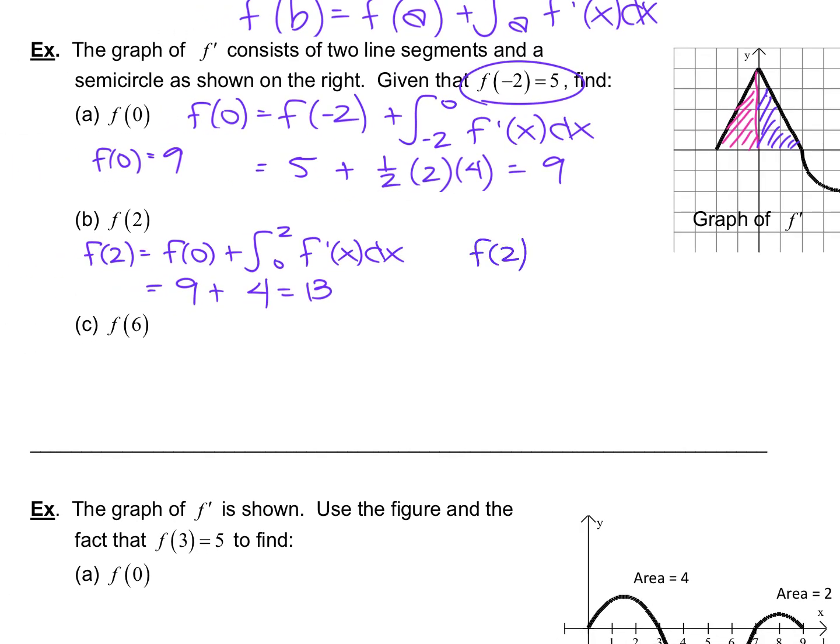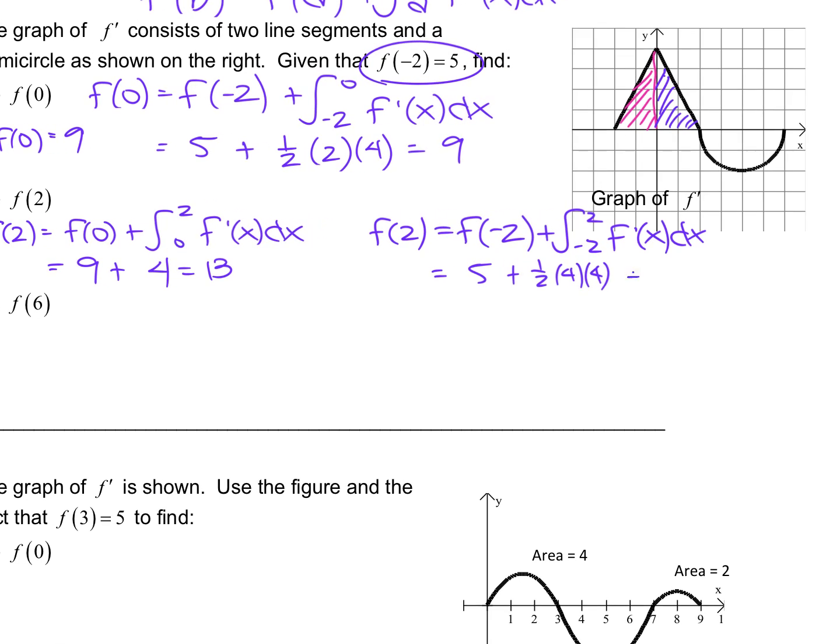Or, just alternately, and you don't have to do this right now, but if you wanted to do f of 2, you could start with f of negative 2. You would just have to do the integral from negative 2 to 2. So that would start with 5, and you would do the total triangle area, 1/2 times 4 times 4, which would give me 5 plus 8 is 13. Same thing either way. So there's options.